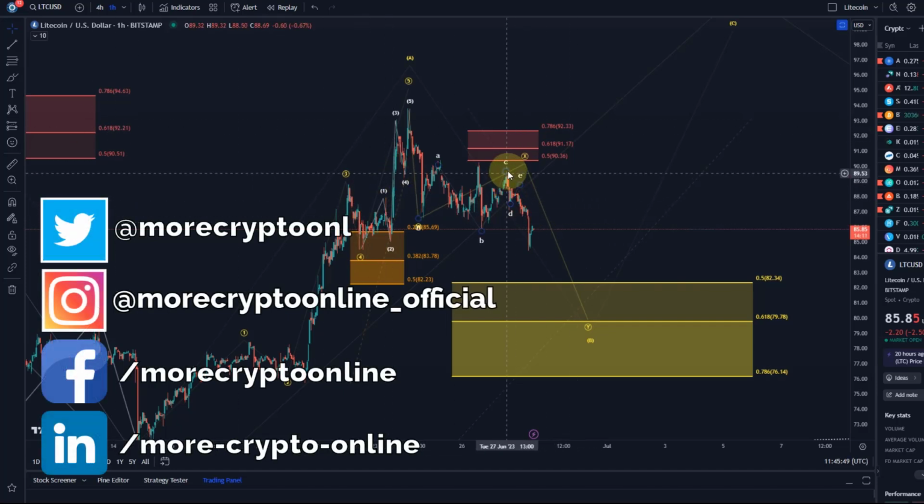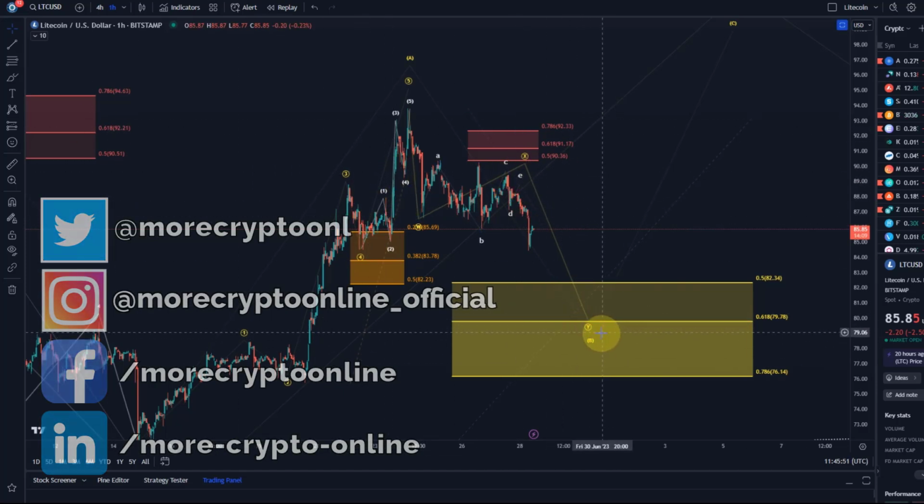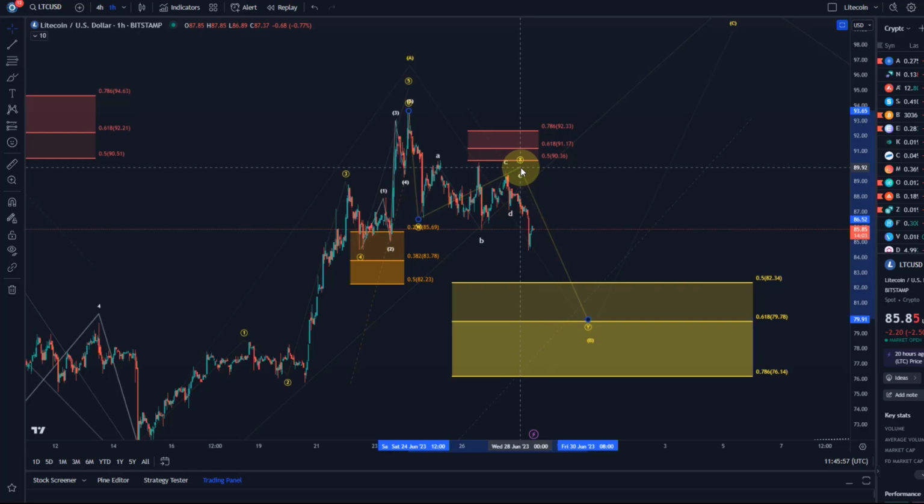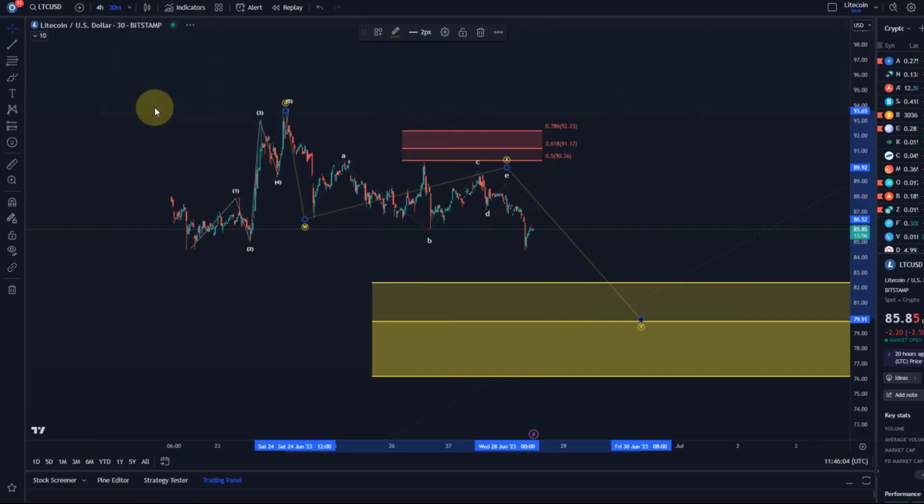Litecoin is coming down closer to our support area again. This goes pretty much according to plan, according to script at the moment. I highlighted to you that this X wave might unfold as a triangle. That's how I would count it also.